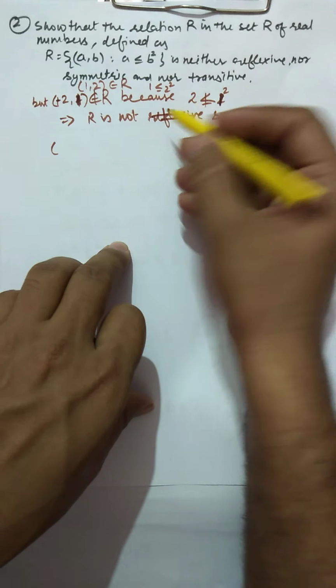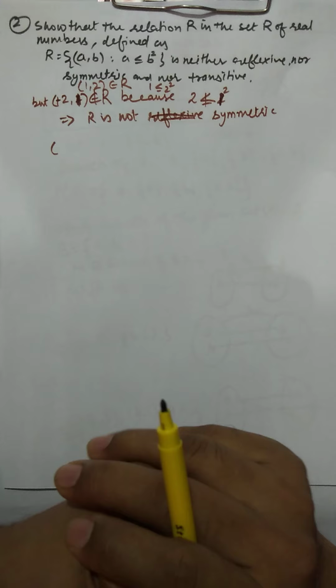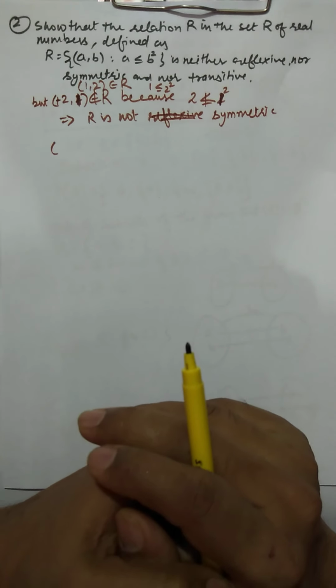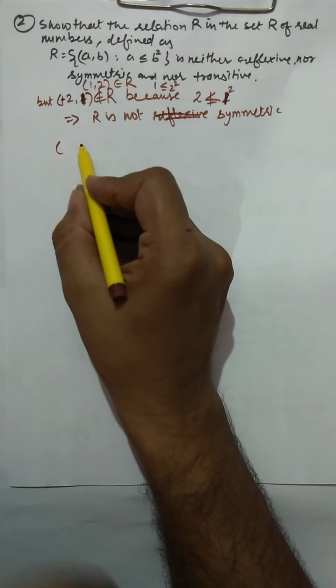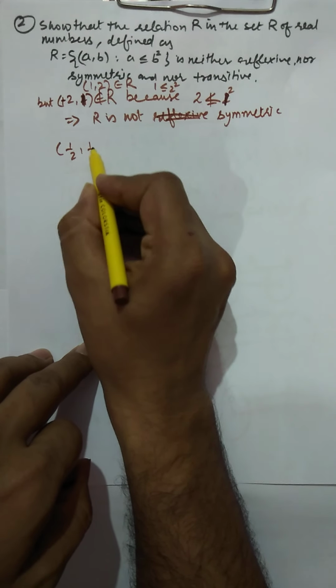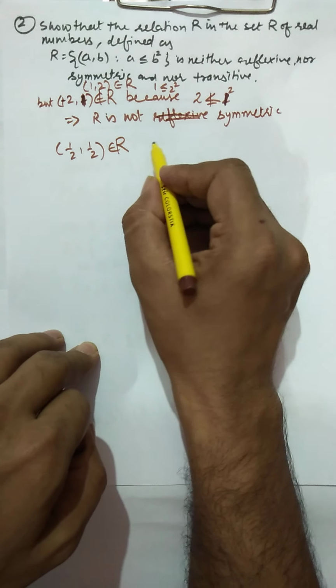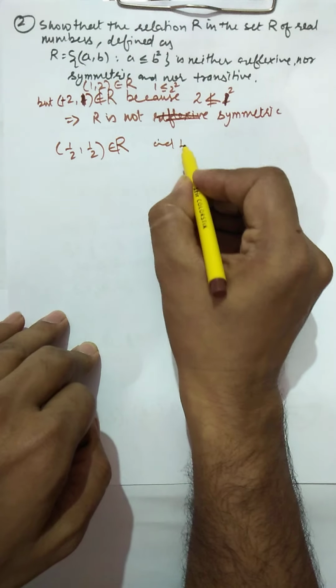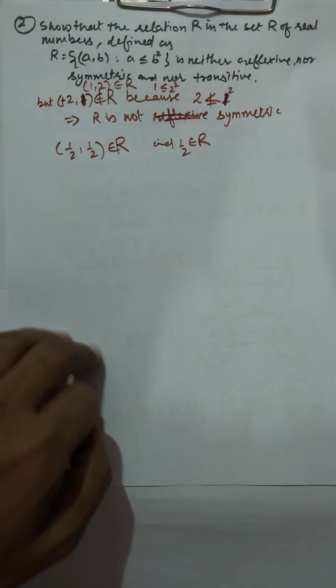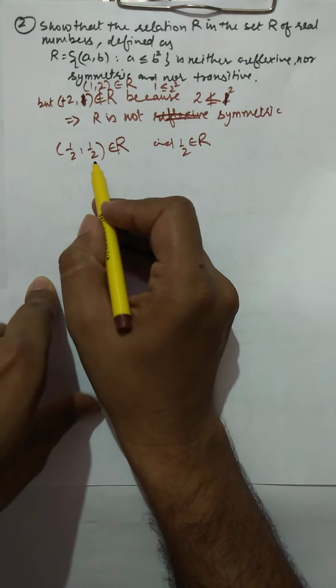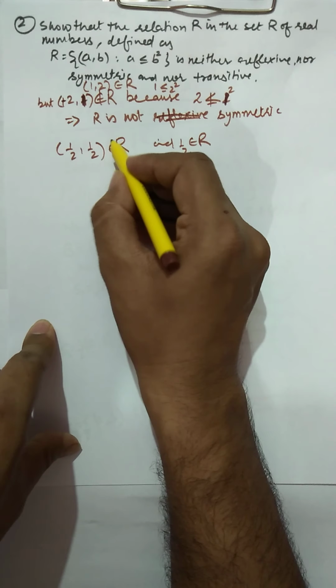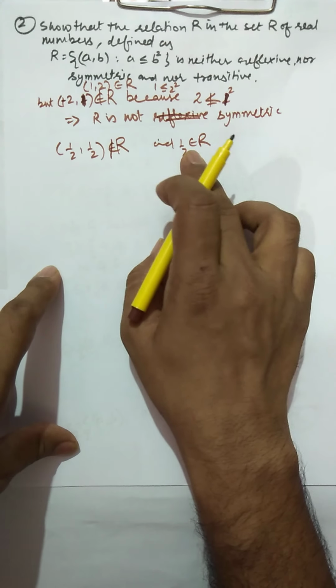Earlier I just by mistake told that not reflexive, but reflexive we have to show. So now we have to think one example where I can show that this (1, 1) does not belong to R, something like this. So for reflexive, we take (1/2, 1/2) does not belong to R, and 1/2 belongs to R. Why does it not belong to R? We will give the proof.